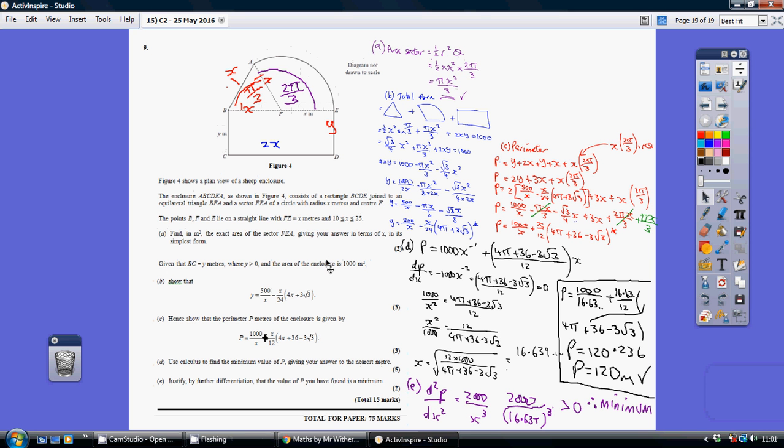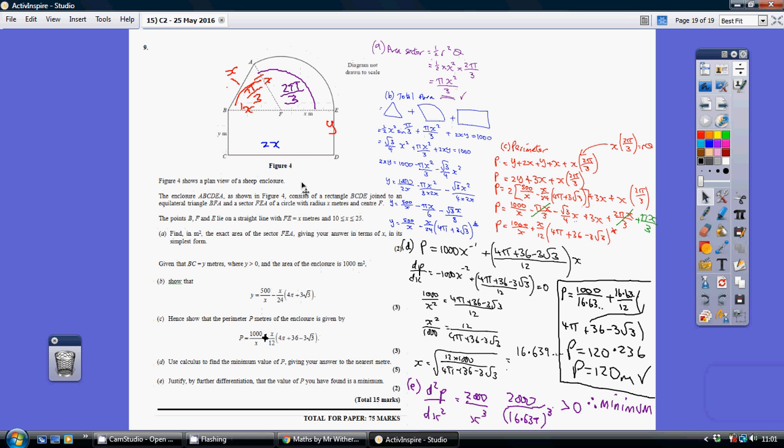Now for part B, we're being asked to show this, given that the total area of the enclosure is 1,000. Well, the area of the enclosure comprises a triangle, the sector, and a rectangle. So we know the area of a triangle is half AB sin C, so that's half times x times sin pi over 3. The area of the sector we've just worked out up here in part A, and then the area of the rectangle is just base times height. Well, the base is an x and an x, so 2x times y.